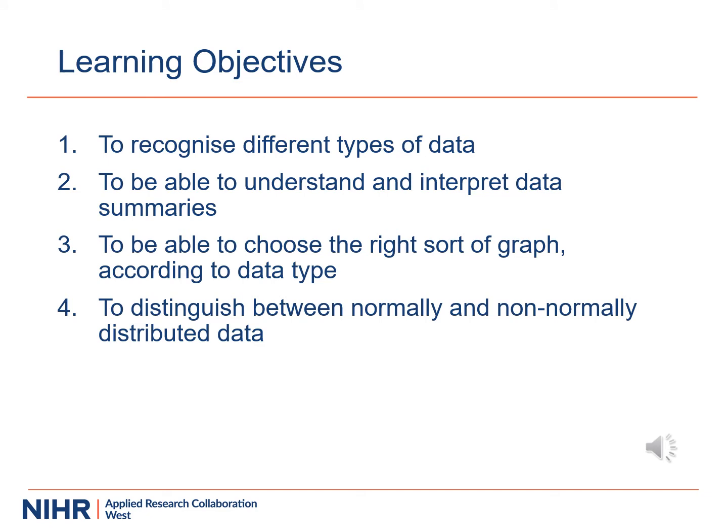Our learning objectives are to recognise different types of data, to be able to understand and interpret data summaries, to be able to choose the right sort of graph according to your data type, and to be able to distinguish between normally and non-normally distributed data. Overall, we want you to come away feeling more confident working with data yourself and in understanding other people's data that you might be reading in papers or reports.